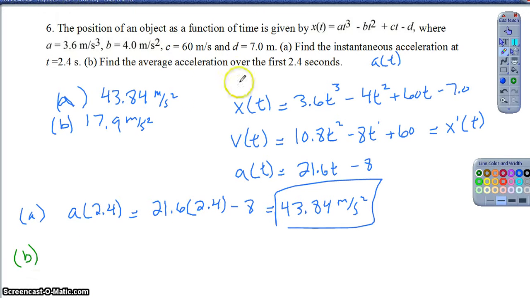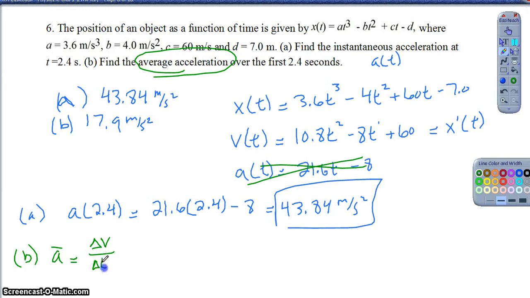Part B, however, we do need to be very comfortable with this. I know if you've seen the videos, I've emphasized this a few times already, but to find the average acceleration, I actually do not want to use the acceleration function. Instead, I want to use my definition for average acceleration, which is my change in velocity over my change in time. So instead of using the acceleration function, we're going to take our velocity function and plug in 2.4 and plug in 0 and see what our change in velocity is.